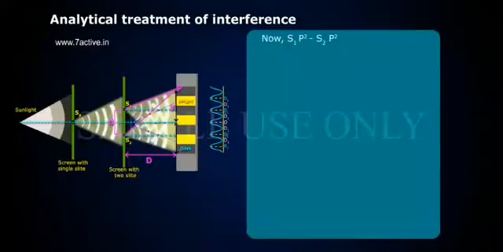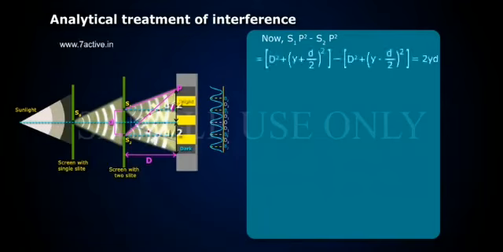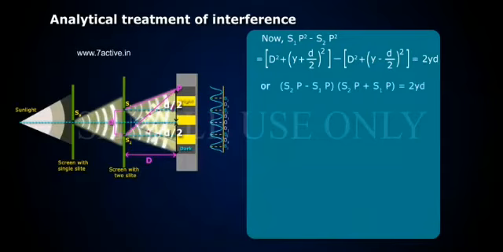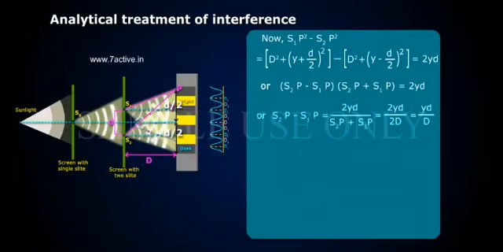Now, S2P² − S1P² = [D² + (y + d/2)²] − [D² + (y − d/2)²] = 2yd, or (S2P − S1P)(S2P + S1P) = 2yd, or S2P − S1P = 2yd/(S2P + S1P) = 2yd/2D = yd/D. Therefore, the path difference S2P − S1P = yd/D.